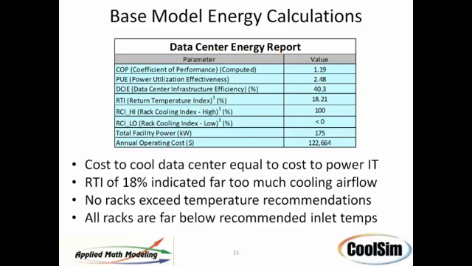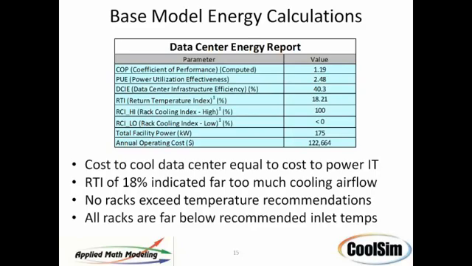But the RCI low, and the way we represent it here is less than 0. This leaves confusion, so it's terrible. It's bad. So bad we don't even want to tell you how bad it is. That's right. And the total facility power here we're predicting to be 175 kilowatts. Annual operating cost $122,664, based on 8 cents per kilowatt hour, which was what the customer was paying.